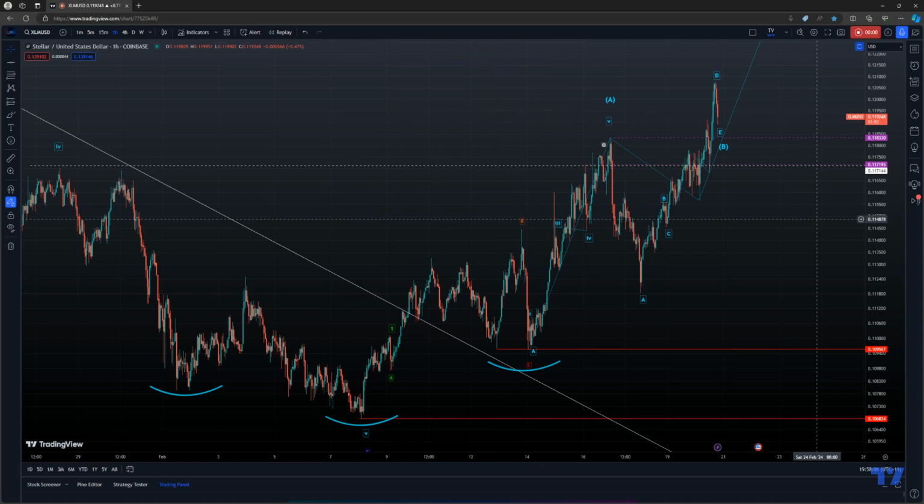Okay, so welcome to another XLM update. This is an important update. I really need to discuss the waves at large and small degree. We'll start with a small degree, and things are looking pretty good.